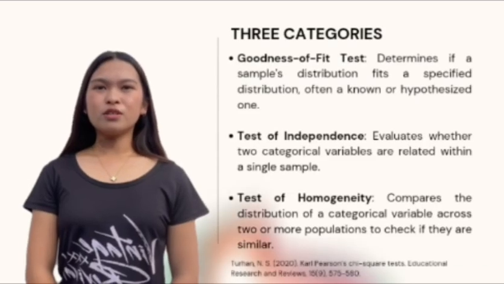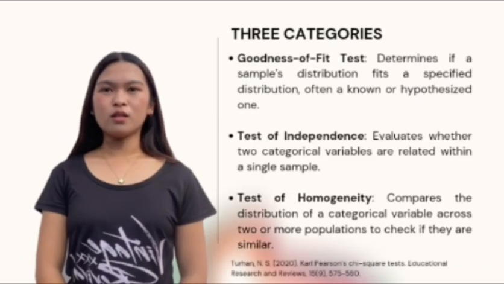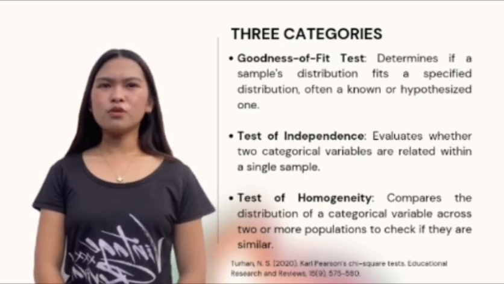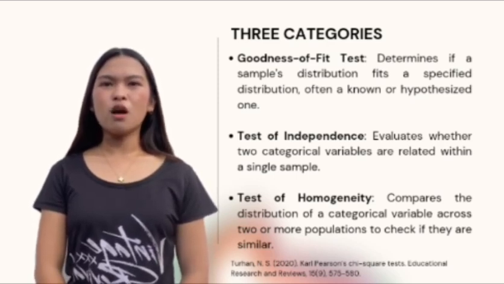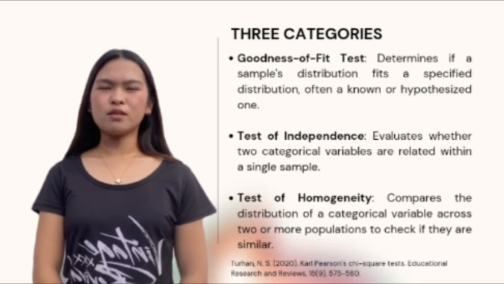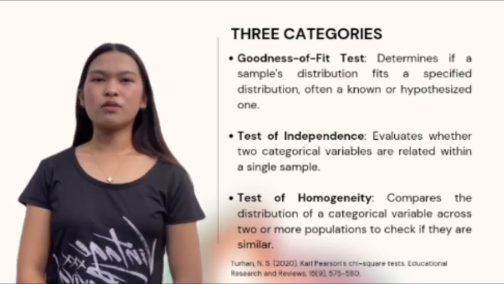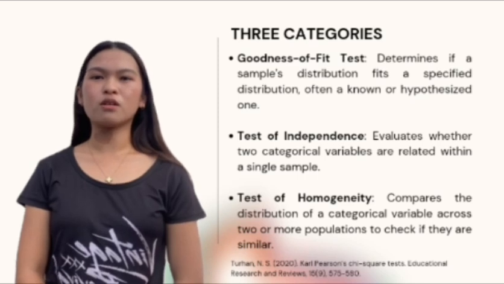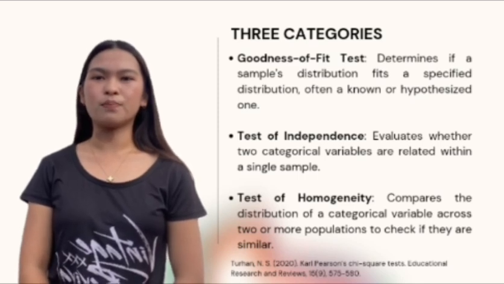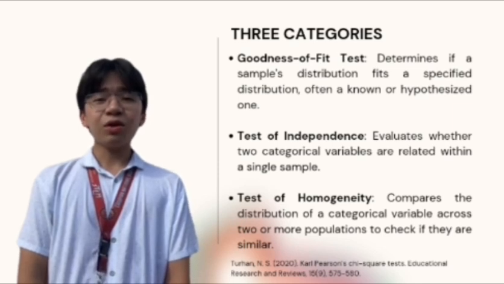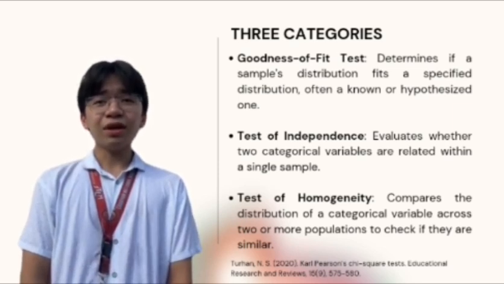There are three categories of chi-squared tests. 1. Goodness of fit test. Determine if a sample's distribution fits a specific distribution, often known as the hypothesized one. 2. Test of independence evaluates whether two categorical variables are related within a single sample. 3. Test of homogeneity compares the distribution of a categorical variable across two or more populations to check if they are similar.